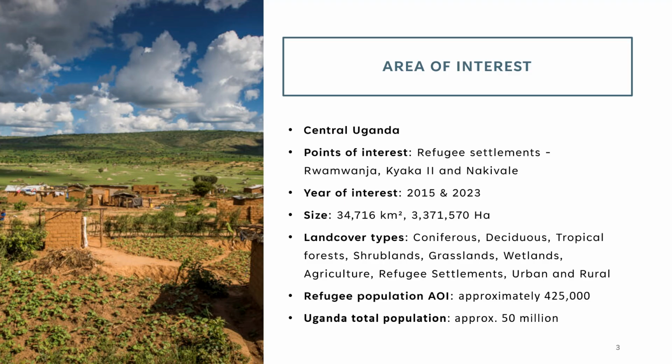The area of interest is central Uganda, with points of interest including 3 refugee settlements: Rwamwanja, Kyaka-2, and Nakivale. The refugee population in these areas of interest is approximately 425,000, and that is at this current moment in 2024.